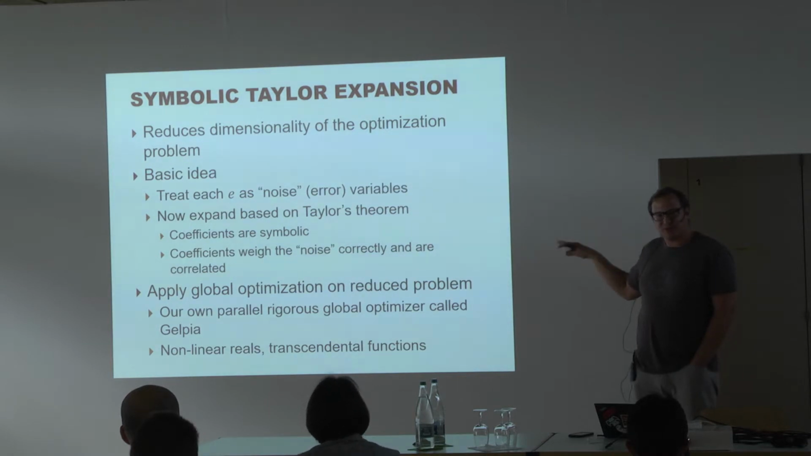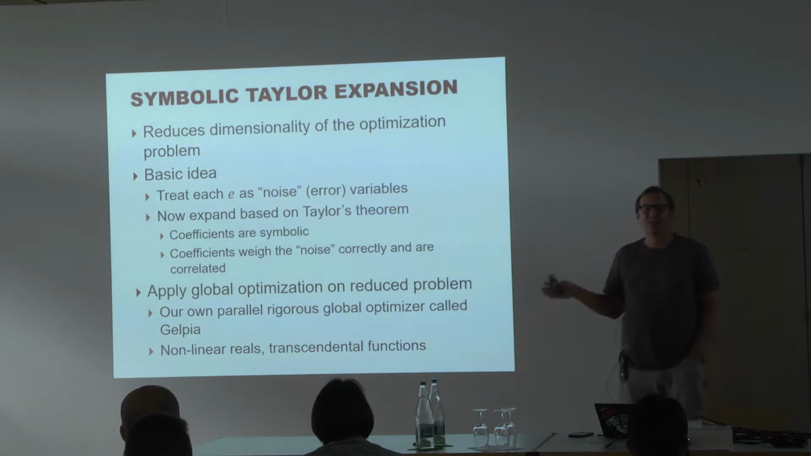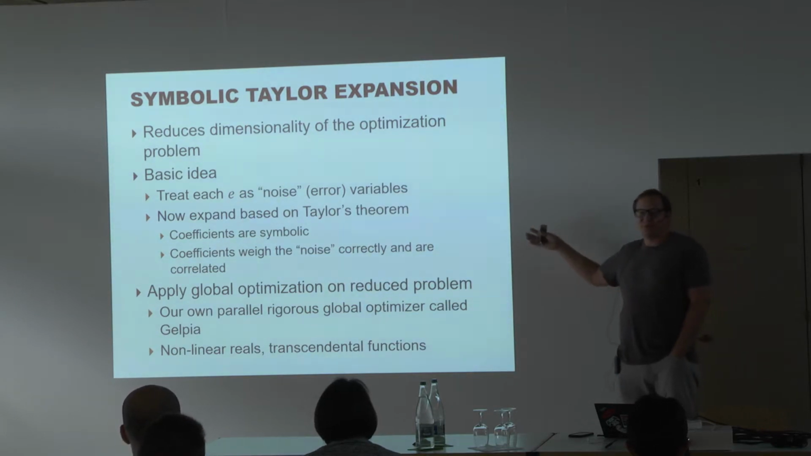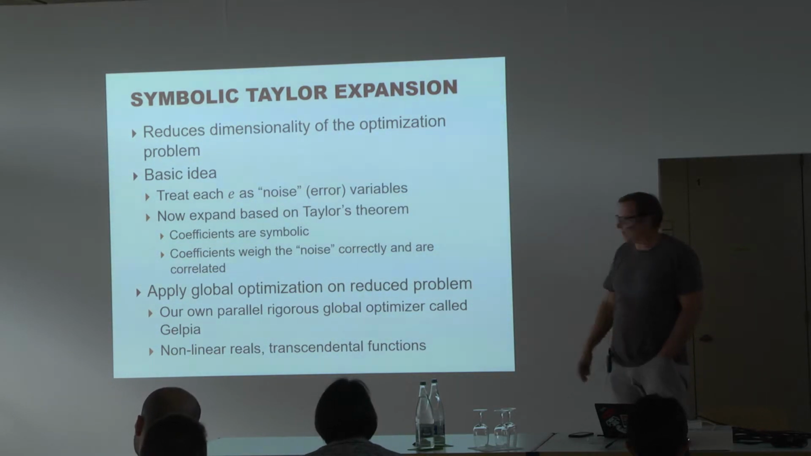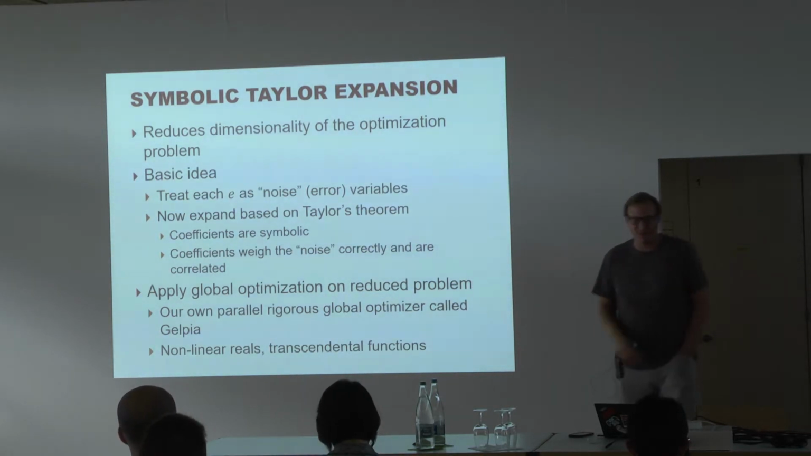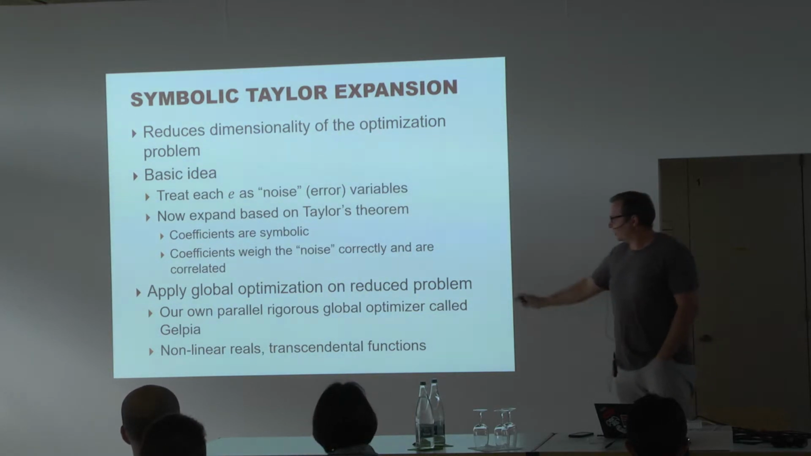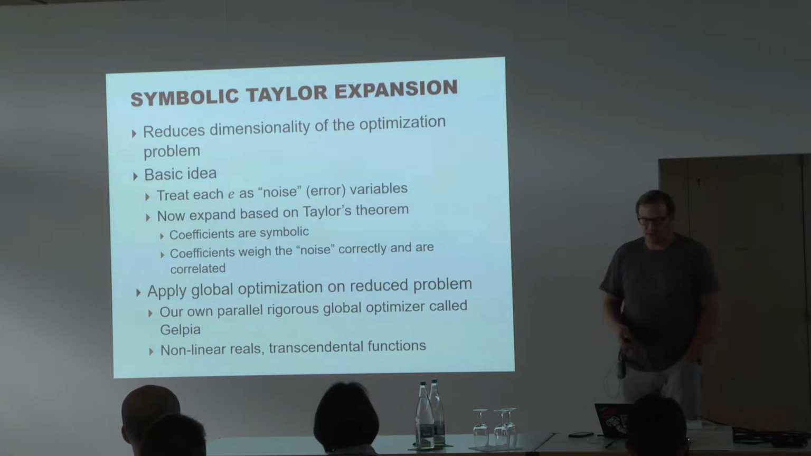To be able to do this rigorously, we actually had to develop our own global optimizer called GELPIA, because everything we could find out there wasn't really rigorous. It was using floating points under the hood and had floating point errors of its own, so we could not make sure that the results are rigorous. So if you're interested in this area, there is a global optimizer that provides rigorous results that you can download and play with. And we support nonlinear, linear, and transcendental functions quite easily in this framework.